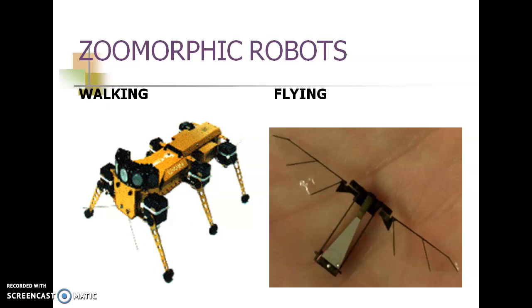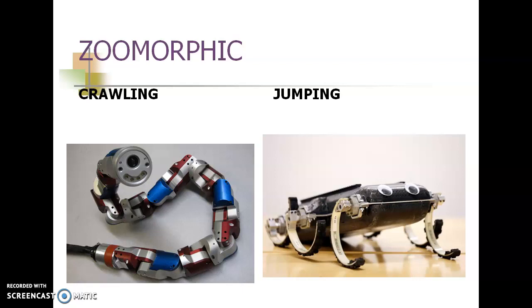And the next one is a flying robot. It looks like a dragonfly. It can fly without flapping its wings much. And third one, the crawling robot. In the crawling robot, they can crawl or they can move. That is the third kind of robot we can see here. And fourth one, the jumping robot or the hopping robot. It looks like a frog, it jumps or hops.